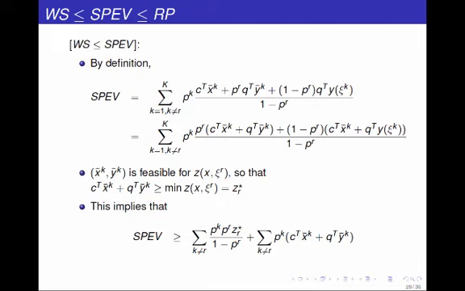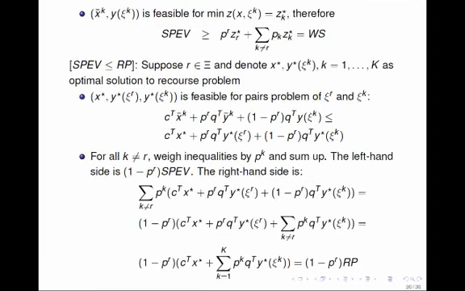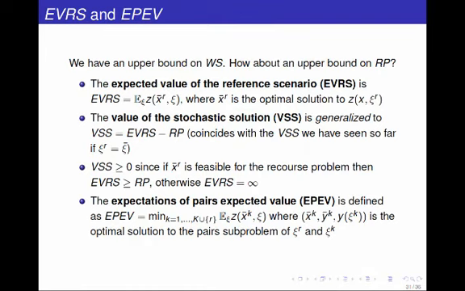So we have now an upper bound. We have an easy way to come up with a number called SPEV, and it's an upper bound for wait and see. That's useful. Now we have information about whether it is worth solving a stochastic program. And we also have an upper bound on RP that we can get in an easy way. This upper bound on RP is called EVRS. So this is a fiesta of initials. When I first saw it, it was really annoying, but after reading the chapter a couple of times, it was really easy to remember.